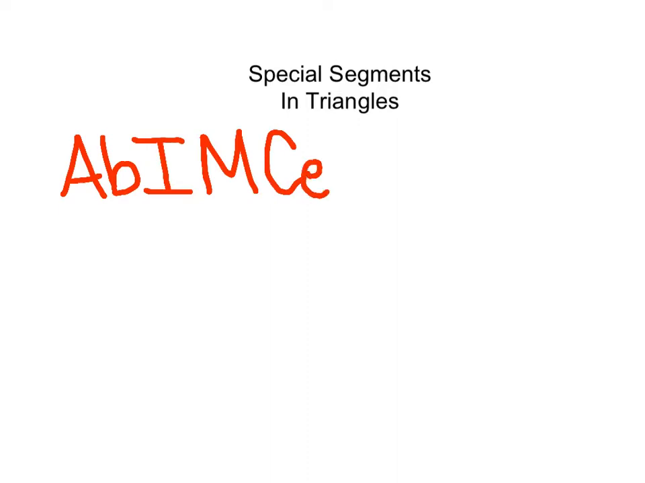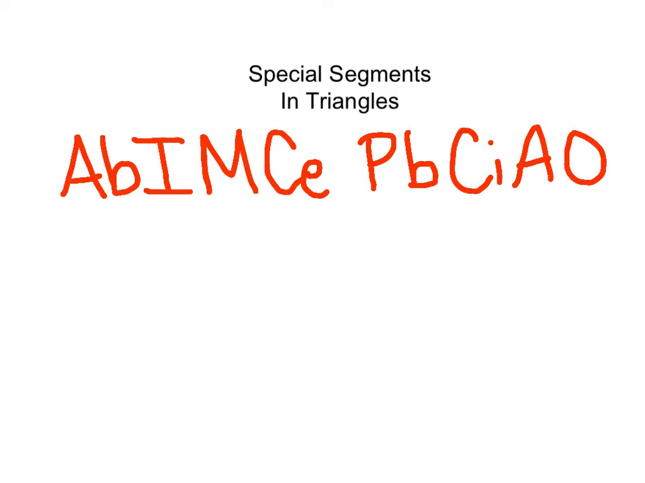Okay, so I'm going to go ahead and do a quick review for you guys on the special segments within triangles. The first thing I want to remind you of is our silly little saying that's going to help us here. It's: "Anybody in my ceiling, please bring cinnamon, apple, oatmeal." And we're going to go through and talk about these things in the order in which you see them here. So first we'll do angle bisectors, then we'll do medians, then perpendicular bisectors, and lastly, altitudes.